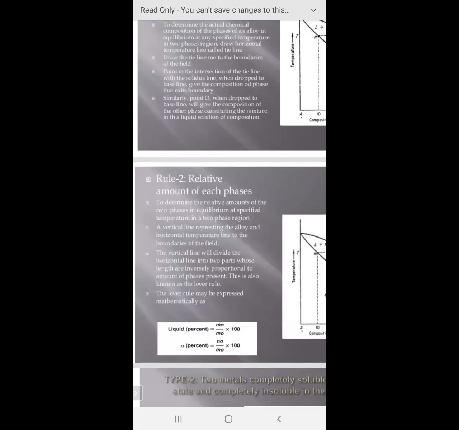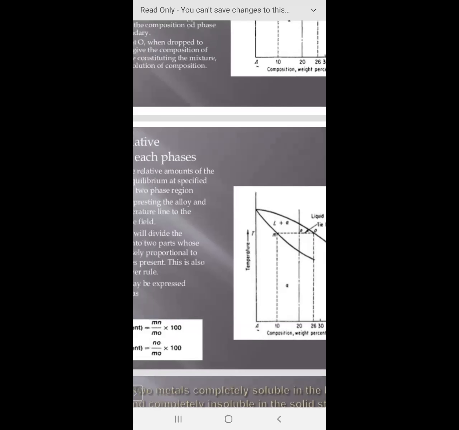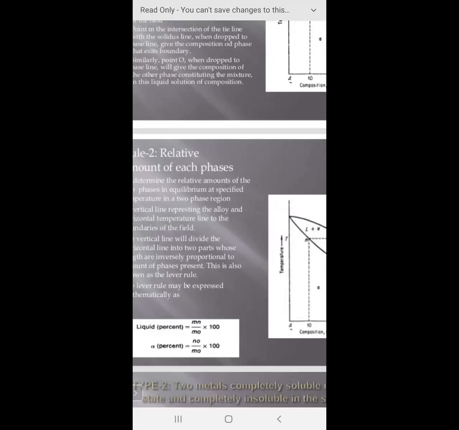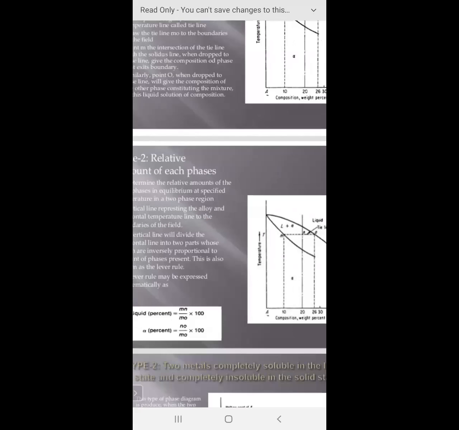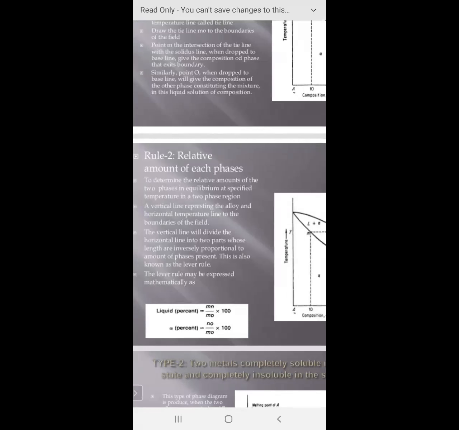Lever rule, all of you understand here. One horizontal line MO is there. Then one vertical line we have drawn. That vertical line divides the horizontal line into two portions, MN and NO. The vertical line divides the horizontal line in two parts whose lengths are inversely proportional to the amount of phases present. This is known as the Lever rule.